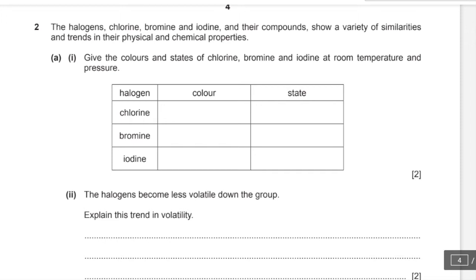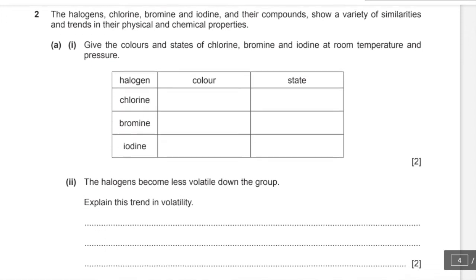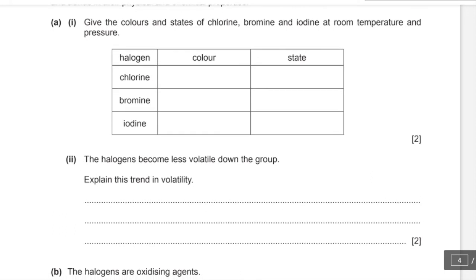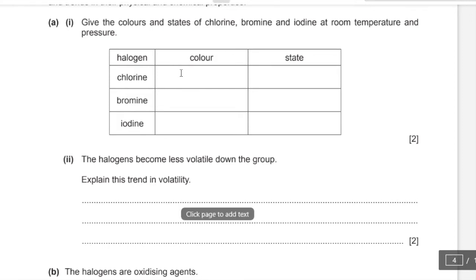Question 2. The halogens chlorine, bromine, and iodine and their compounds show a variety of similarities and trends in their physical and chemical properties. A1. Give the colors and states of chlorine, bromine, and iodine at room temperature and pressure. So chlorine is a green gas, bromine is a brown liquid, orange-brown. You can write either of those colors.